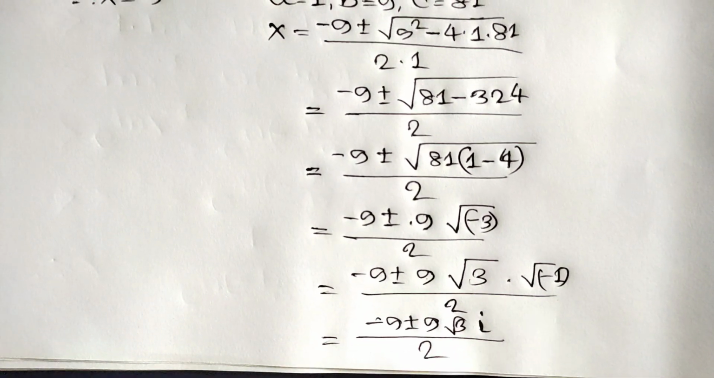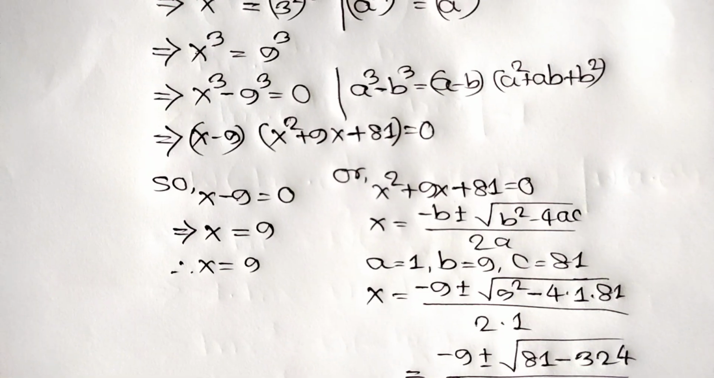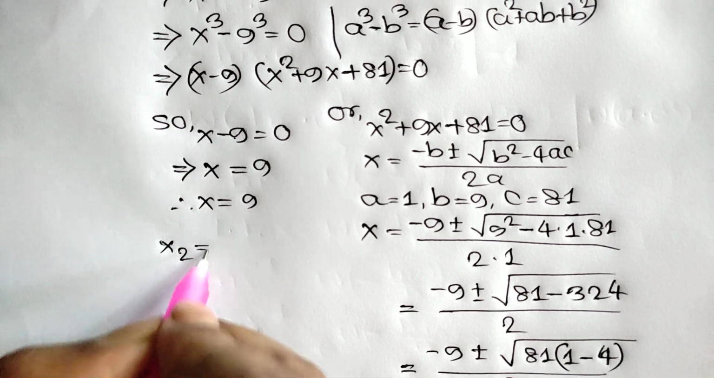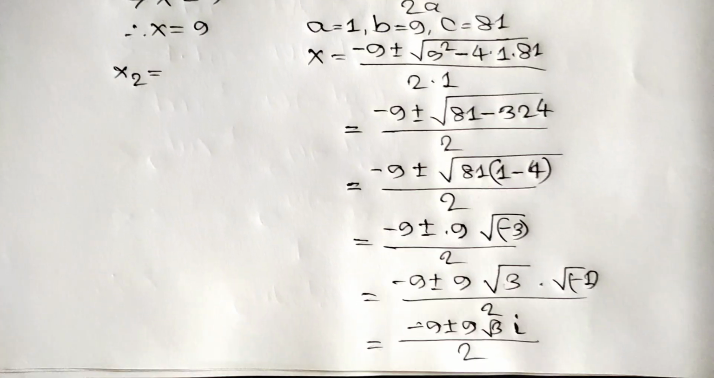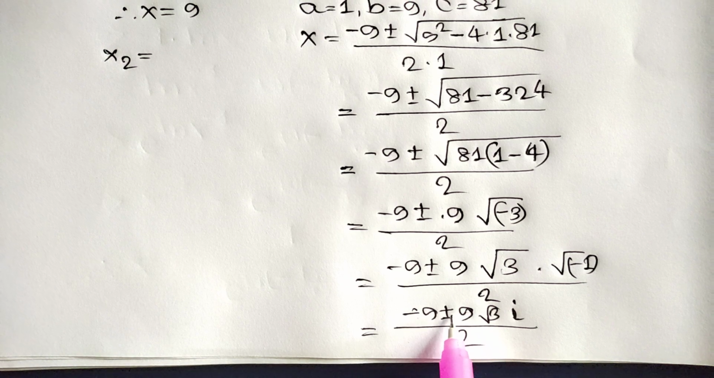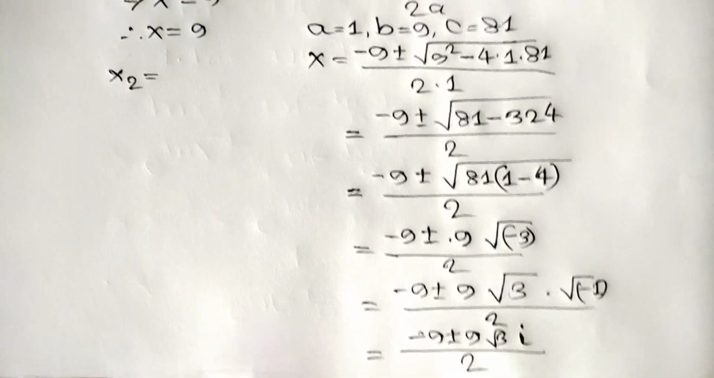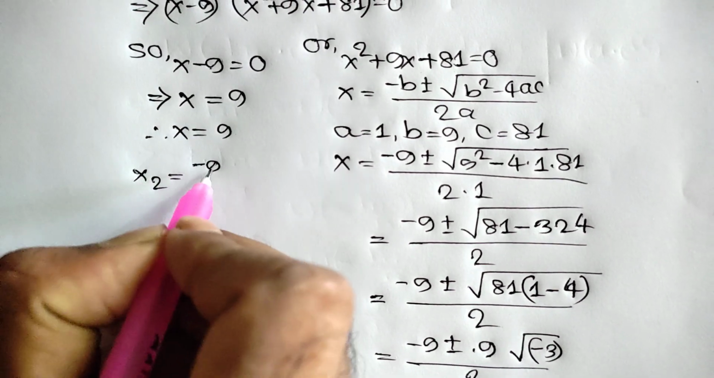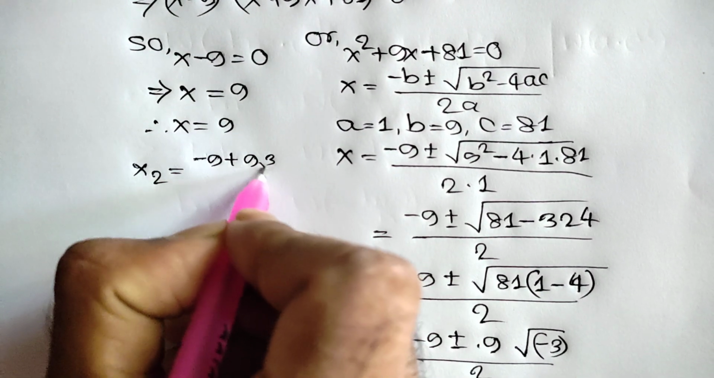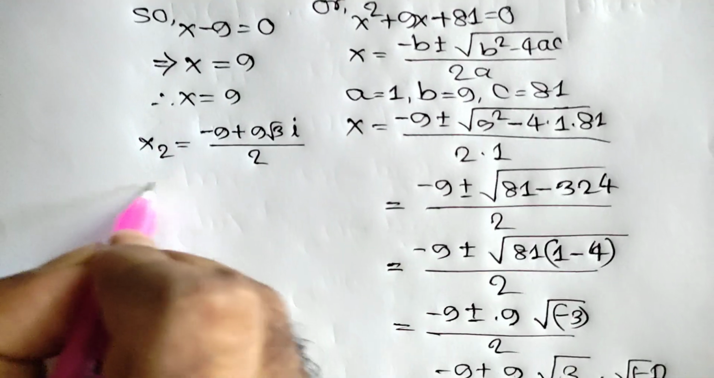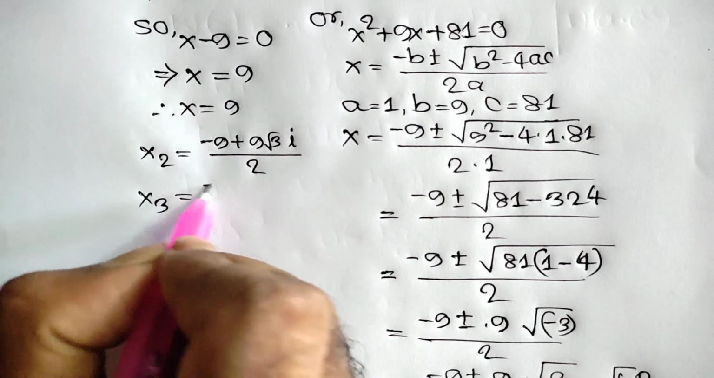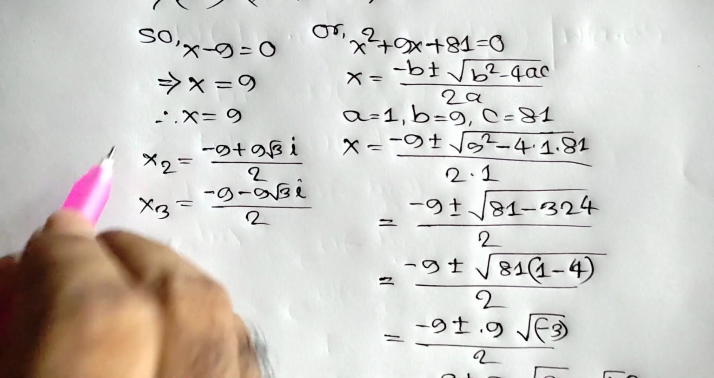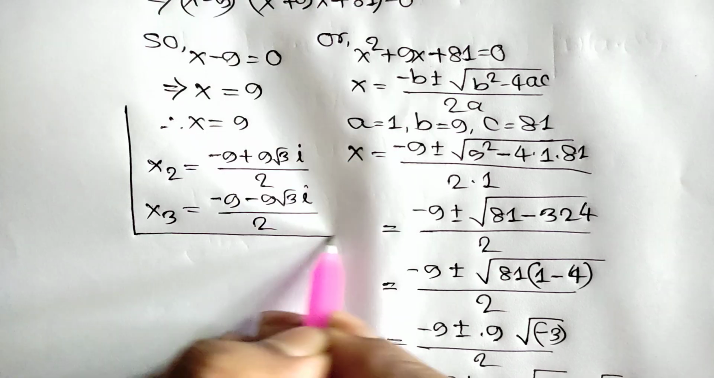So there are three values of x. x1 is equal to 9, x2 is equal to minus 9 plus 9 square root of 3 i over 2, and x3 is equal to minus 9 minus 9 square root of 3 i over 2, and these are all the values of x.